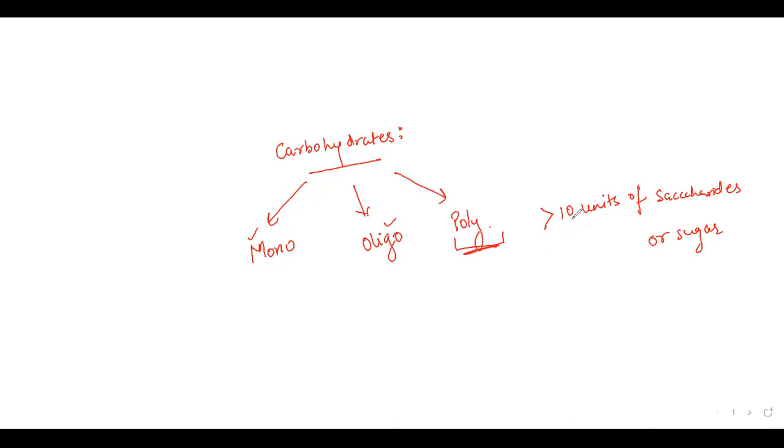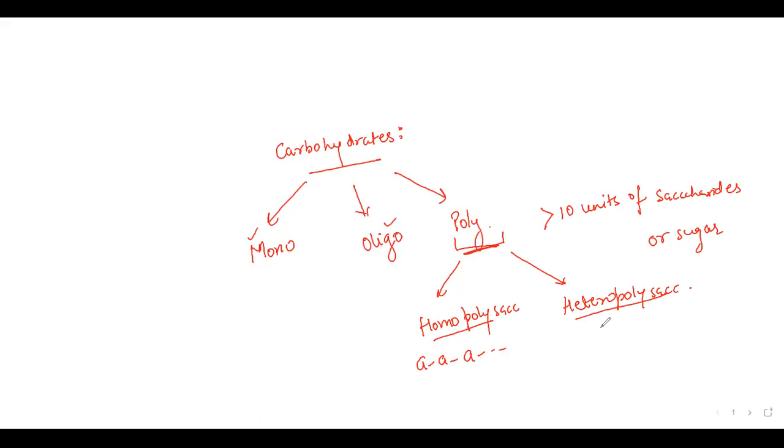Now, these polysaccharides are the largest group of carbohydrates, and they can be further classified into either homopolysaccharides or heteropolysaccharides. Now, what is the difference between these two? Homopolysaccharides will be made up of only a single type of saccharide. For example, only glucose units. Heteropolysaccharides will be made up of different kinds of saccharide units.